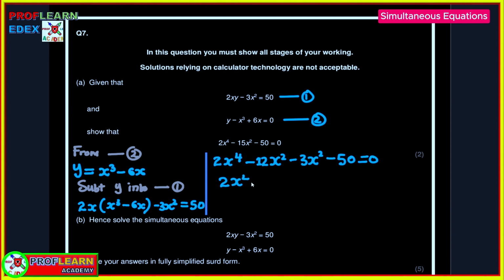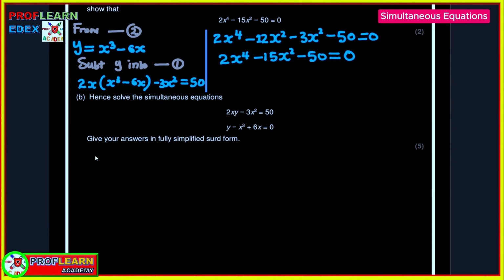So we can divide this part that we have by 2 all through. Simplifying that, we are going to get 2x raised to power 4 minus 15x squared minus 50 equals 0. And to solve this, remember this is a quadratic equation, but the x in that case is x squared. So we can say let x squared be m.